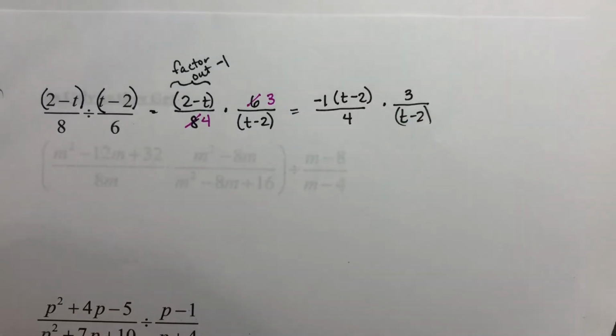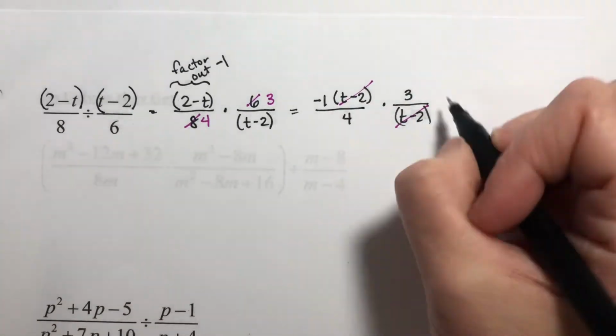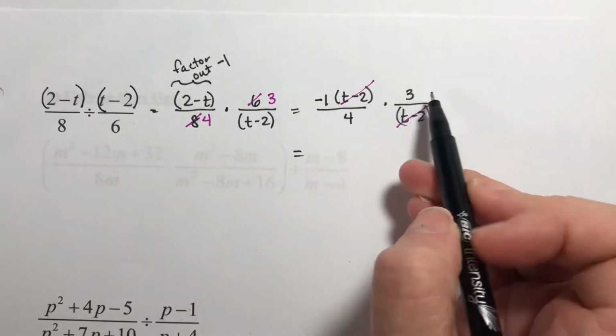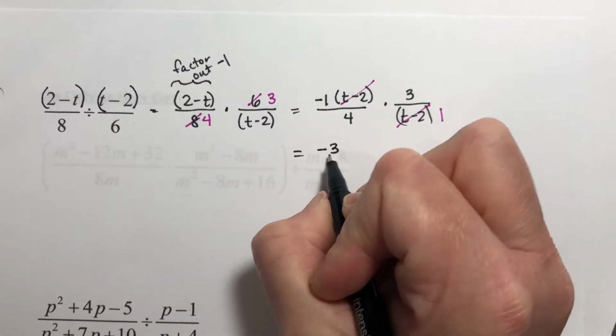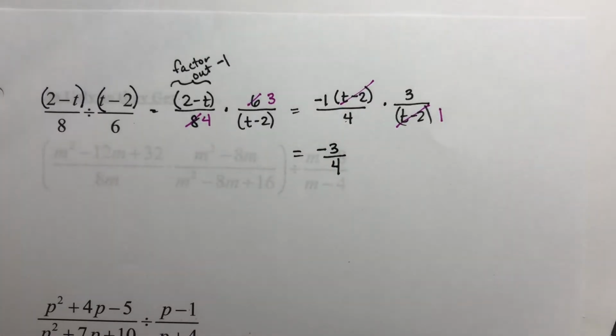And now that I've done that, that and that will cancel out. That's a 1 down here now because everything canceled. And I'll multiply across. -1 times 3, -3. 4 times 1, 4. This answer is -3/4.